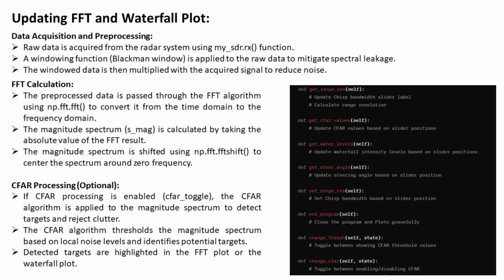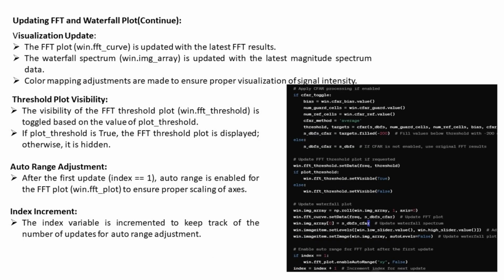CFAR processing, optional. If CFAR processing is enabled, cfar_toggle, the CFAR algorithm is applied to the magnitude spectrum to detect targets and reject clutter. The CFAR algorithm thresholds the magnitude spectrum based on local noise levels and identifies potential targets. Detected targets are highlighted in the FFT plot or the waterfall plot.